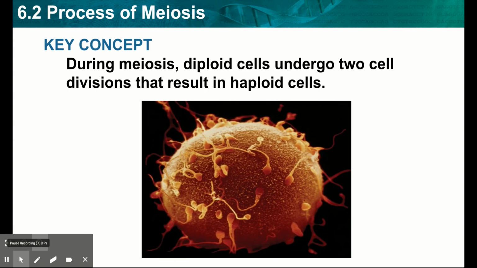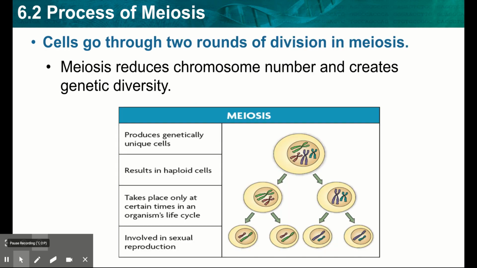That concludes 6.1. Let's keep moving forward into 6.2, the process of meiosis. During meiosis, it's important to know that diploid cells undergo 2 cell divisions. When we talked about mitosis, we talked about how it undergoes prophase, metaphase, anaphase, telophase. It's going to do something similar to that, but it's going to go through 2 rounds of division. And that's why meiosis is reducing the number of chromosomes and creating a lot more genetic diversity. If it only went through 1 division, then you could look potentially identical to your parents.